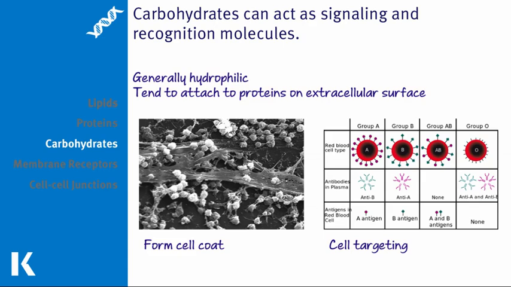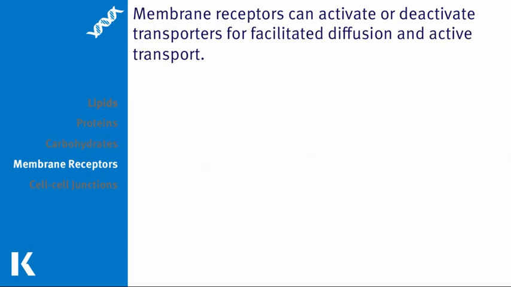One example of carbs impacting cell identification is differing blood types. The various carbohydrates on the outer side of the membrane of blood cells is what catches the attention of the immune system if someone is transfused with an incompatible type of blood. While they can be used for identifying cells, receptors on the membrane surface can also turn on or turn off transporters needed for facilitated diffusion or active transport.